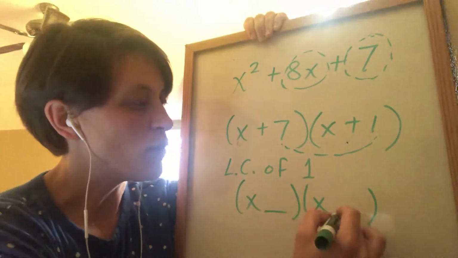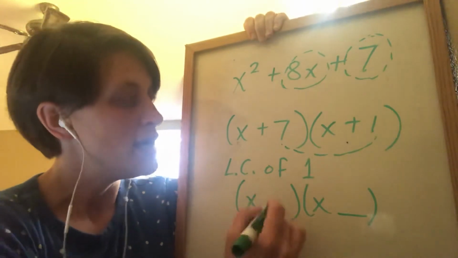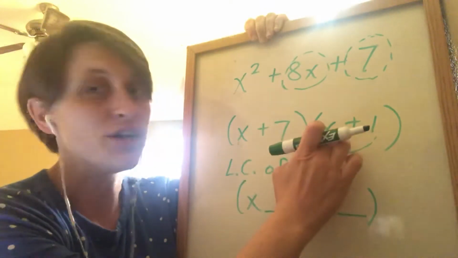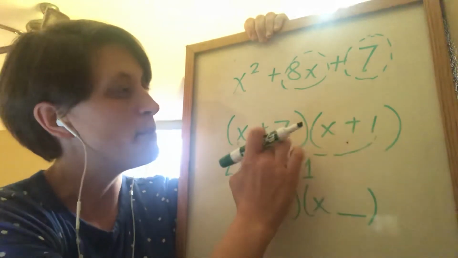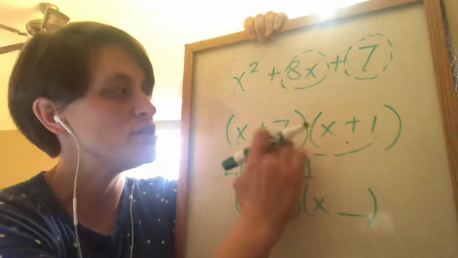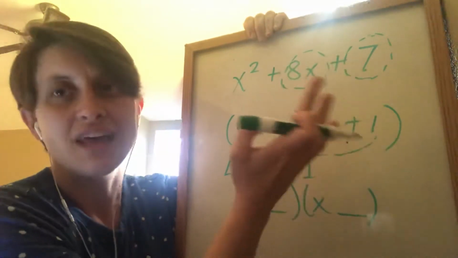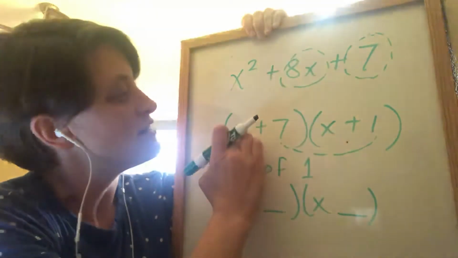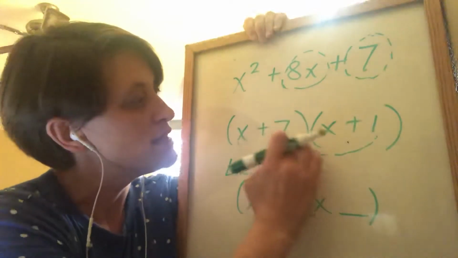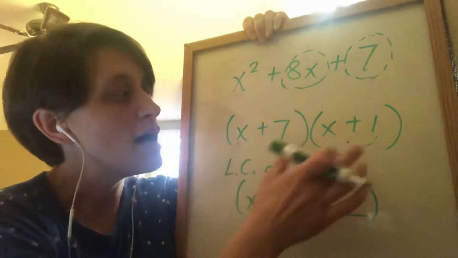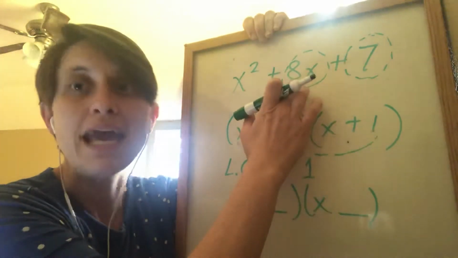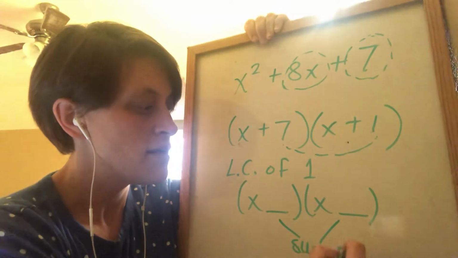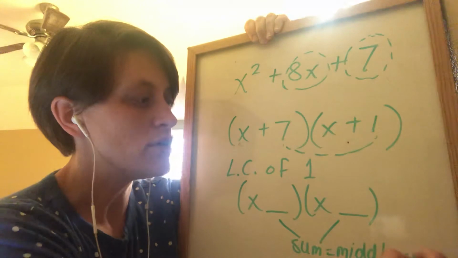Now, what we're looking for are these two numbers here. Now, we just saw that we got this middle term by doing outers plus inners. So what we know is that these two numbers, they're each going to get multiplied by x when we do outers plus inners. So we don't really have to worry about the x part there, but we have to worry about the coefficient. And the way we got the 8 here is that we did outers, 1x, plus inners, 7x. So the sum of these two numbers is what makes the 8. So the sum of these two numbers has to equal the middle coefficient.